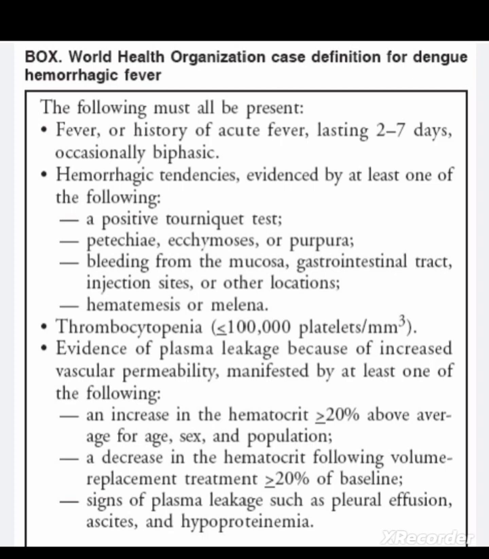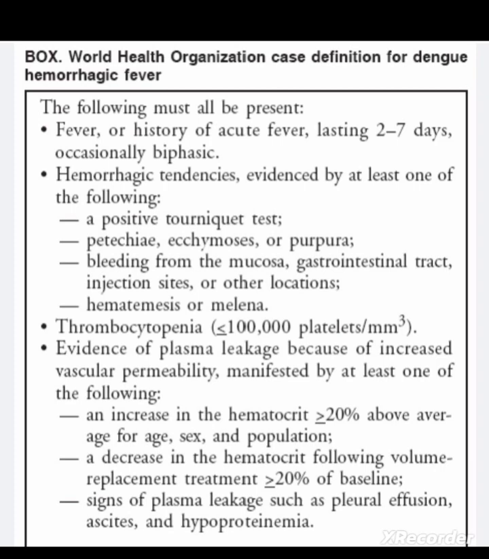These persons will have hemorrhagic tendencies, like a positive tourniquet test, petechiae, ecchymosis, purpura, and bleeding from the mucosa, gastrointestinal tract, injection site, and other locations. Then hematemesis will be present. The person may vomit blood, or there may be a chance of melena, blood in the stool. So all these features may be present along with dengue hemorrhagic fever. That's why we say it's a hemorrhagic tendency.